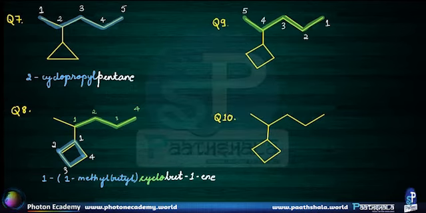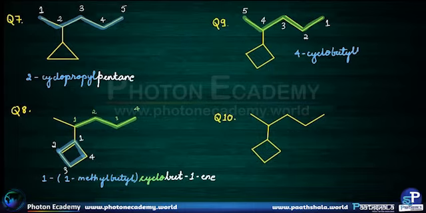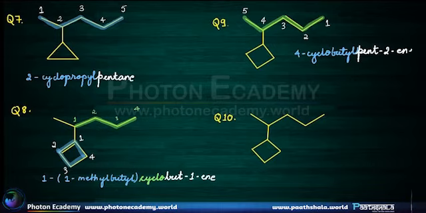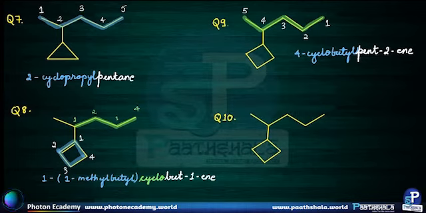Okay, so the word root is pent. Let's write the prefix first. So the prefix is 4-cyclobutyl, the word root is pent, and the primary suffix is pent-2-ene. So, this is the correct IUPAC name for this compound.